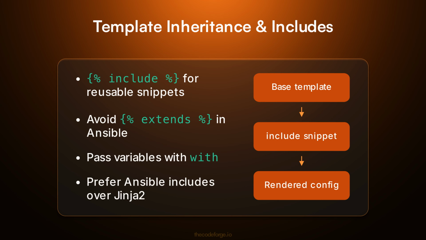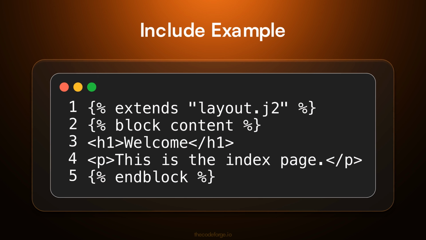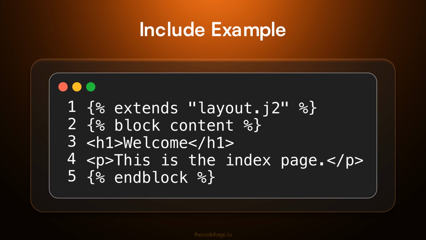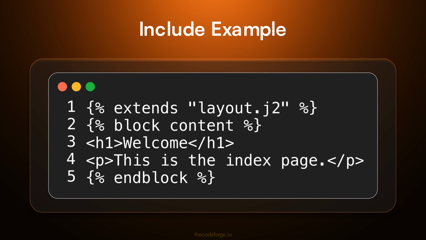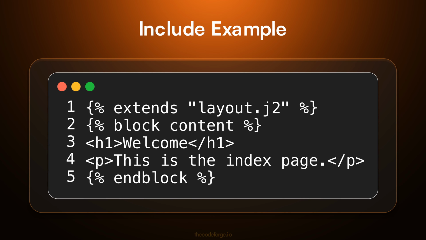Prefer Ansible's include tasks with template tasks for composability. This shows Jinja2 inheritance with {% extends %} and {% block %}. While possible, it's often clearer to use Ansible's task composition. For simple includes, use {% include 'snippet.j2' %}.